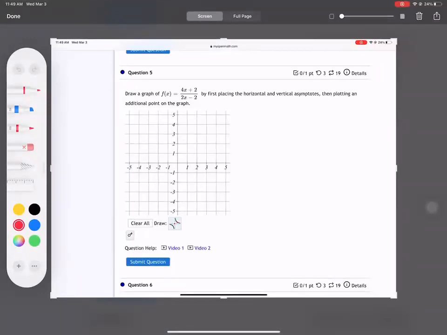So vertical asymptote first is when the denominator equals 0. When does the denominator go to 0? It goes to 0 when 2x minus 2 is equal to 0, when x equals 1, right? 2 times 1 is 2, 2 minus 2 is 0. Okay, vertical asymptote, done. Horizontal asymptote, 4x plus 2 is 0. Minus 2, then divide by 4, x equals negative 2 over 4. That's negative 1/2. Okay? So at negative 1/2, here's my horizontal asymptote right here.